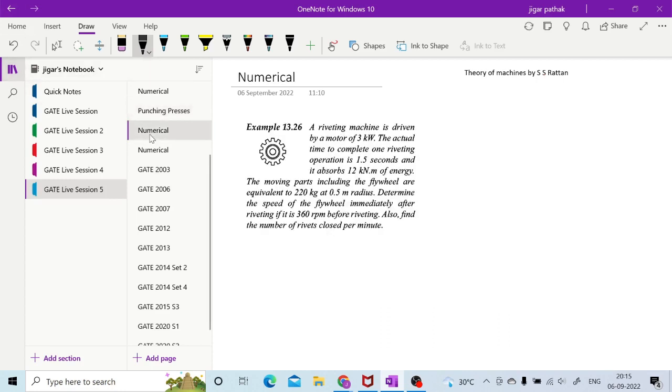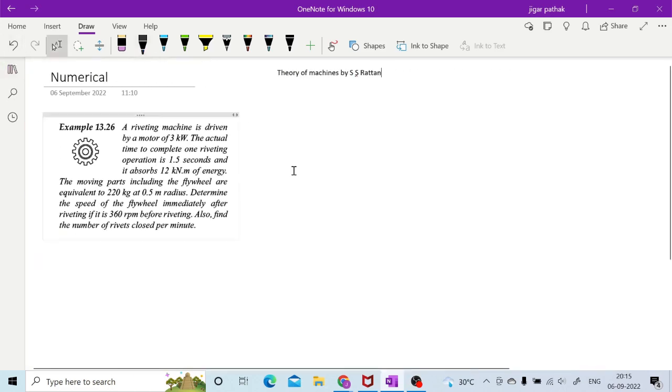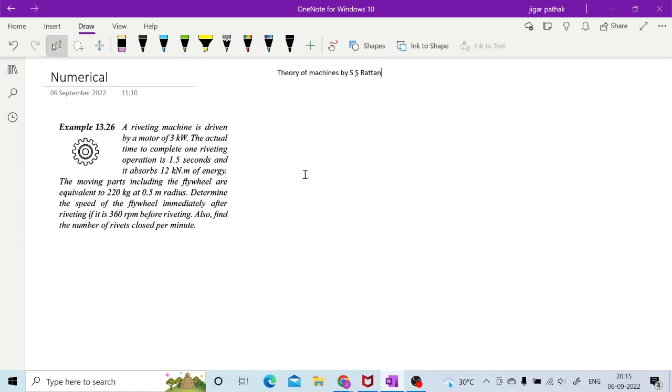So let us go for another numerical for this riveting. Here a riveting machine is driven by a motor of 3 kW. The actual time to complete one riveting operation is 1.5 seconds, and it absorbs 12 kilonewton meter of energy. Now the moving parts, including the flywheel, are equivalent to 220 kg at 0.5 meter radius. Now determine the speed of the flywheel immediately after riveting if it is 360 rpm before riveting. Also find the number of rivets closed per minute.